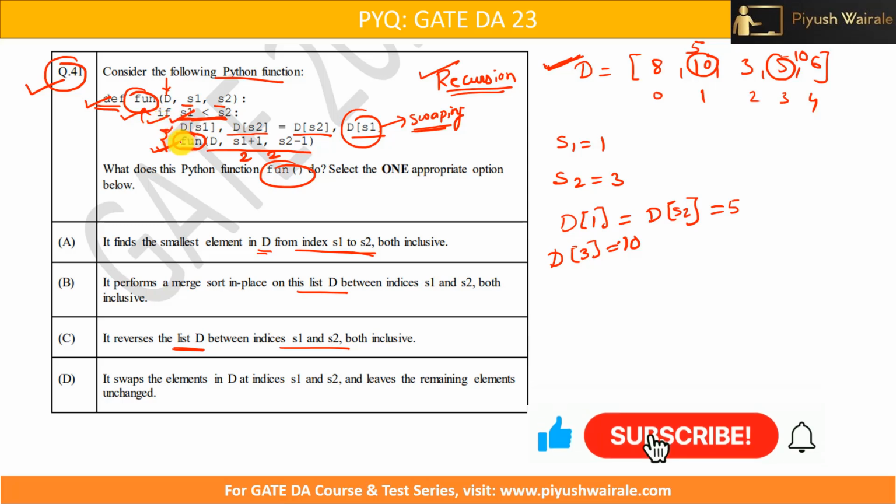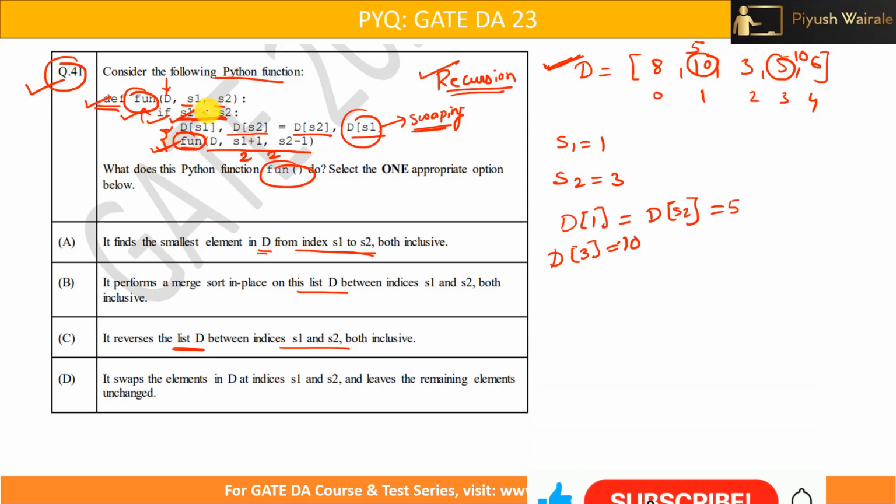If this condition is false, then we are not going to execute, we are going to stop the function here, right? Now what this particular function is doing, if you observe, it finds the smallest element in D from index S1 to S2. No, it is not finding any element, it is simply swapping the element between S1 and S2. So option A is not correct here.